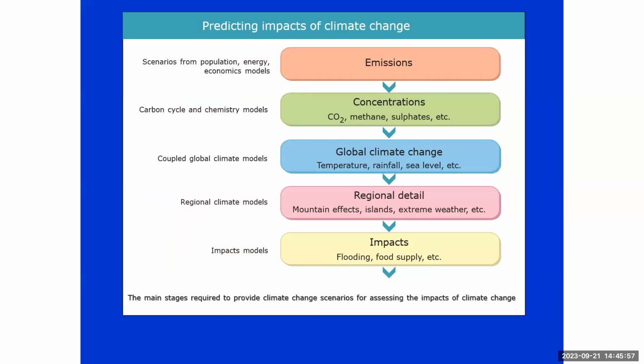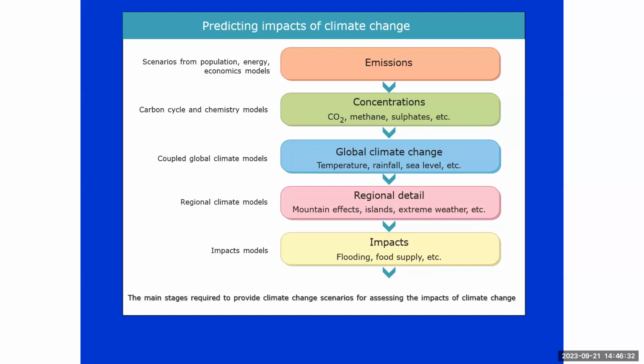Now, talking about predicting the impacts of climate change, it actually starts from emission scenarios, from population, energy, and economic models. So we start there with emissions, then look at carbon cycle and chemistry models in terms of concentrations of carbon dioxide, methane, and sulfate. So this is spread out in terms of the way the models are approached. And then scenarios, some of you might be aware, these scenarios are predicted, or some kind of scenarios which are simulated. So maybe starting with that, but basically everything has to be factored in here.